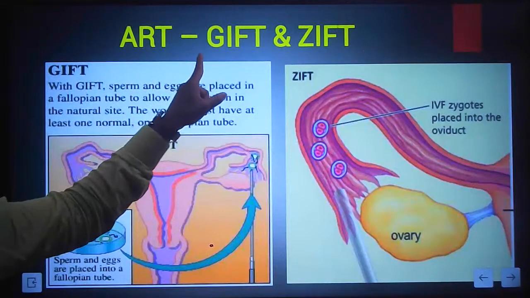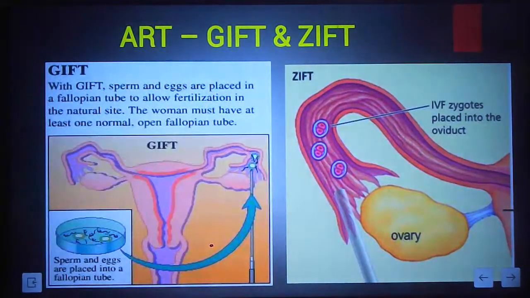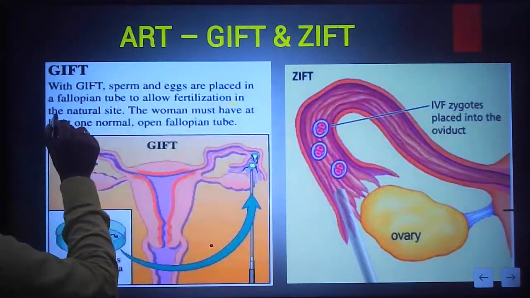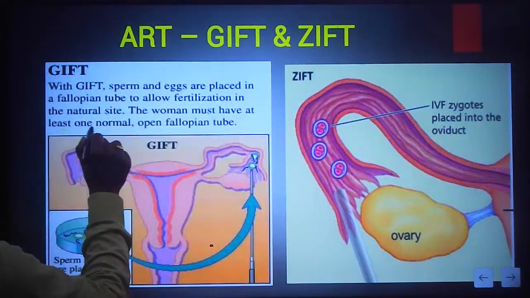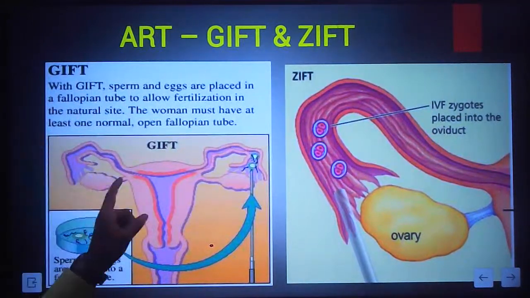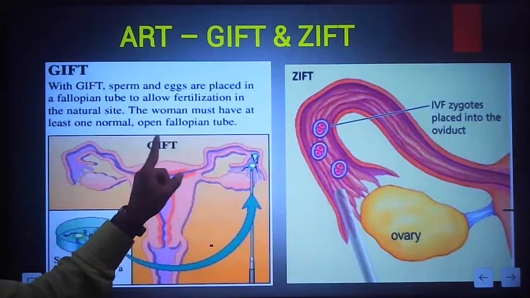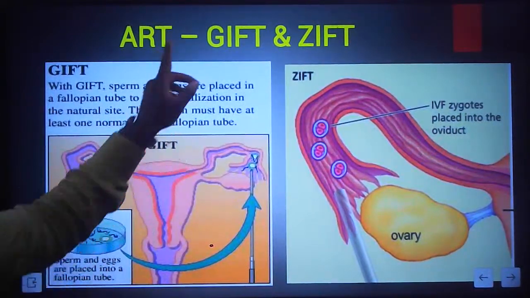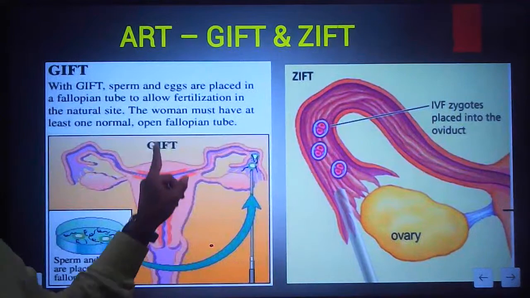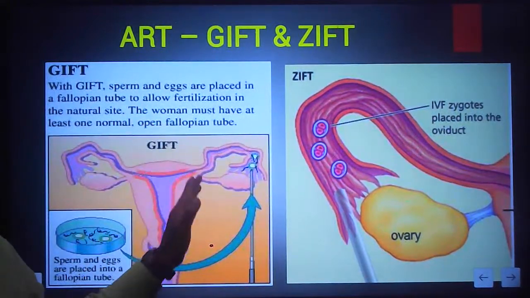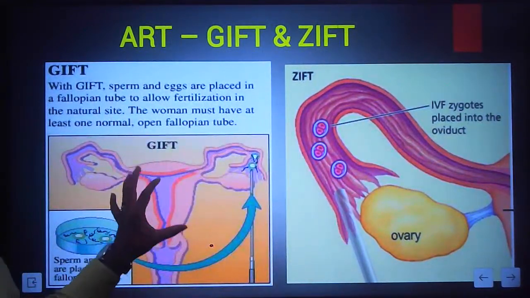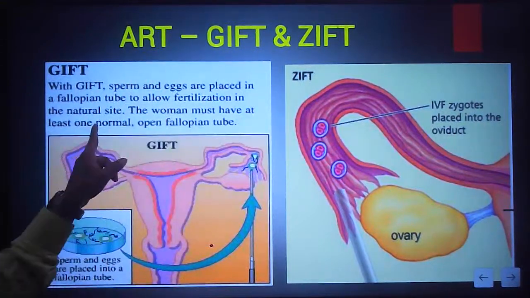In gamete intra-fallopian transfer, sperms and eggs are placed in the fallopian tube to allow fertilization at the natural site. The woman must have at least one normal, open fallopian tube. The wife's fallopian tube must be healthy. If there is a fallopian tube problem, this procedure cannot be done, with either zygote or gamete. If the female has a problem with the fallopian tube or blockages in it, definitely this procedure will not work out. She must go with some other procedure. If the female has a healthy fallopian tube, she can go with either technique.